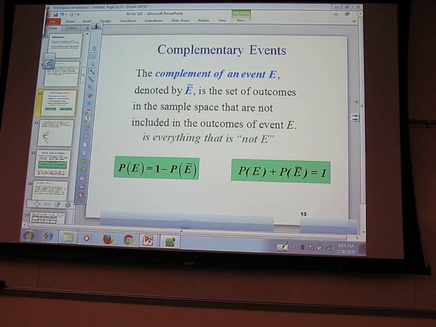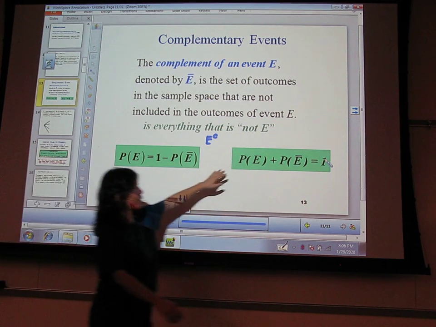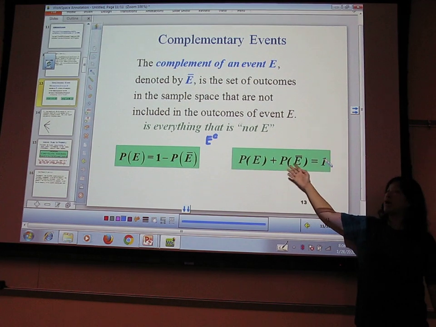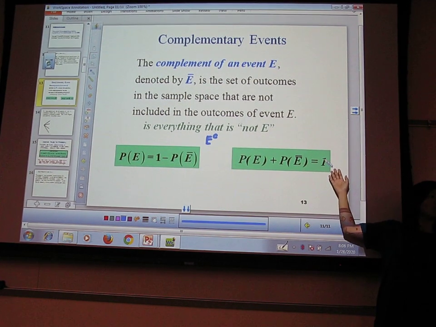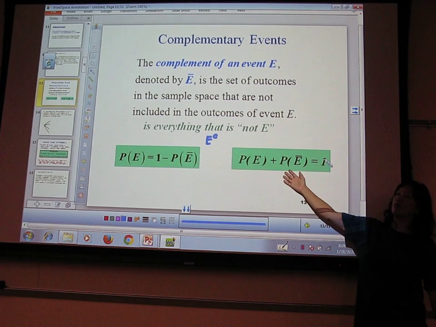Complementary events. Ashley, go ahead. The complement of an event E, denoted by E-bar, is the set of outcomes in the sample space that are not included in the outcomes of event E. It is everything that is not E. It's also written E with a little c, E complement. And as we talked about last class, it's kind of obvious, the probability of something happening plus the probability of that not happening had better equal 1 or 100%. Probability that you are wearing a red shirt plus probability you're not wearing a red shirt should equal 1.